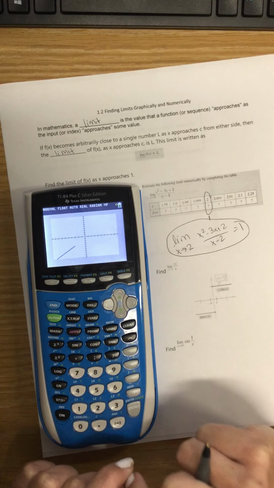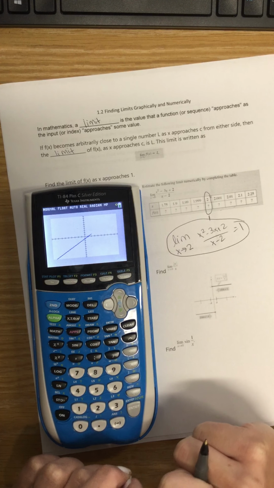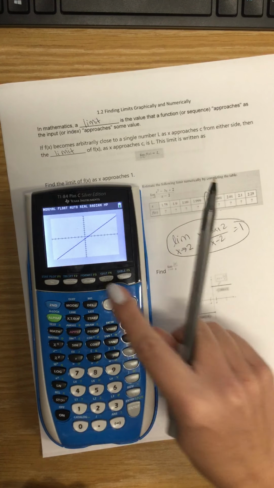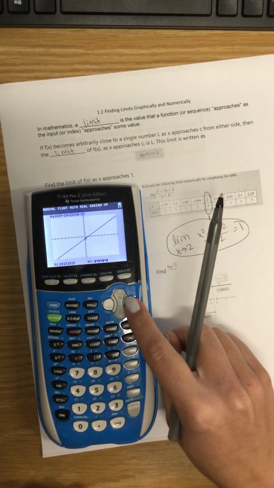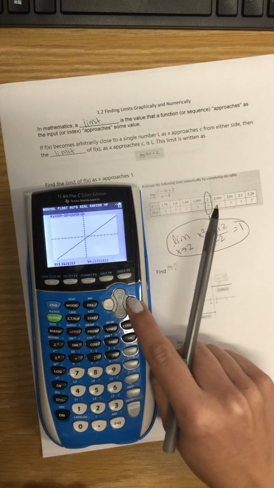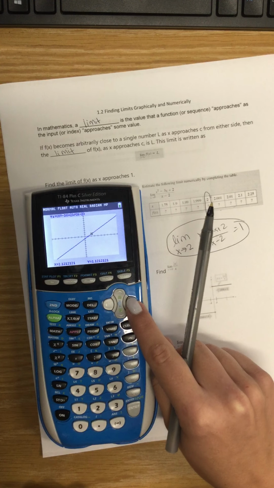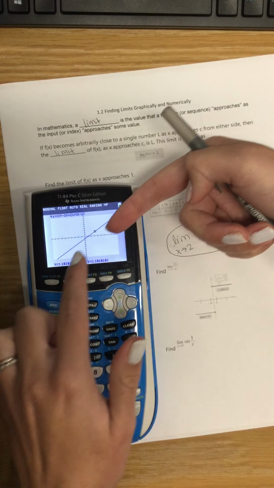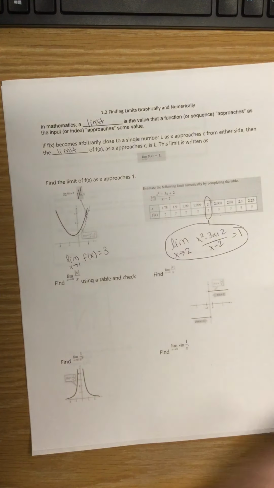We could look at the graph as well. Let's take a look here and see what's actually happening. So we have this line, and there's actually a hole there. If we trace it, we can see exactly as we thought. We're getting close to 1 and we jump right over it. So yep, that's exactly perfect because from both sides it's getting closer to that 1.